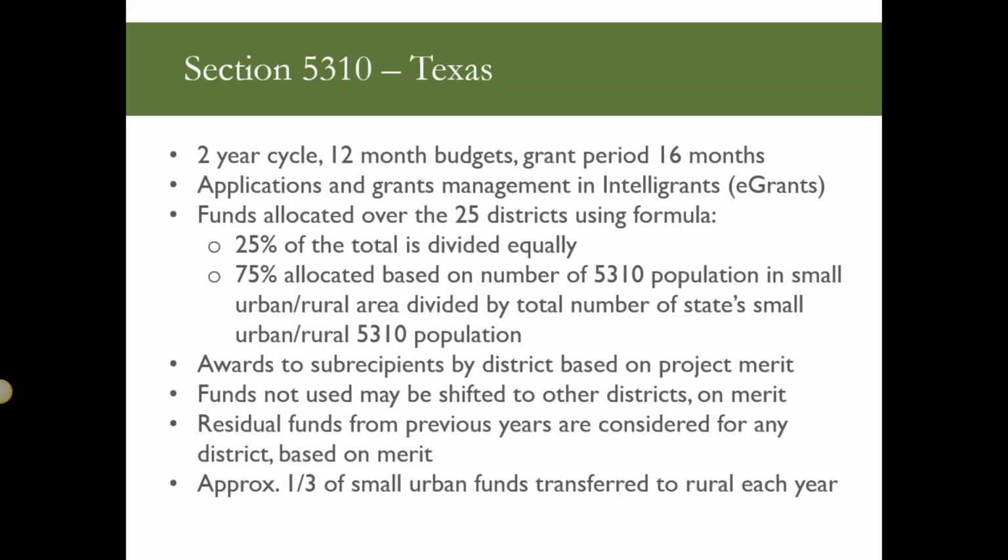Thanks, Liz. I'm Kari Banta. Just a quick overview of Section 5310 in Texas. This is our first time with a 2-year cycle. We ask our applicants to submit 2 12-month budgets. We do a grant period of 16 months. So it starts September 1st and ends the following December. We're handling the second year with amendments.